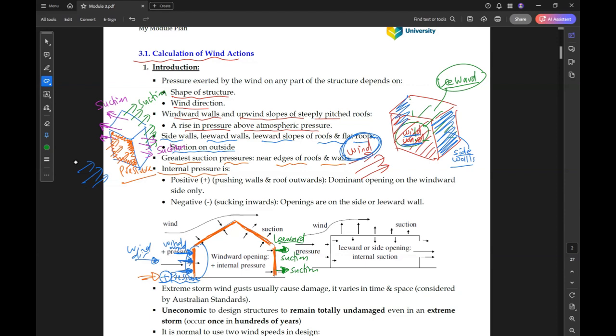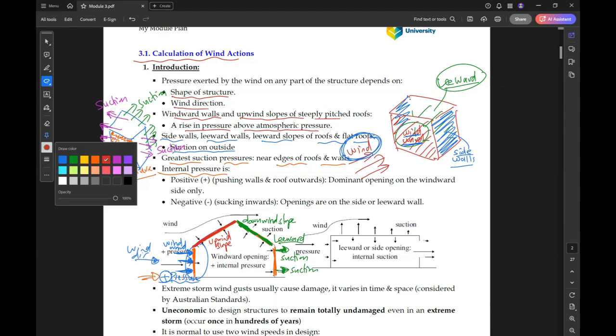Okay, so this is for the walls. For the roof, we have also 2 types or 2 definitions. This face opposite to the wind is called upwind slope. So upwind is for the roof, and the other slope here is called downwind slope. The upwind, as you can see, is under pressure.